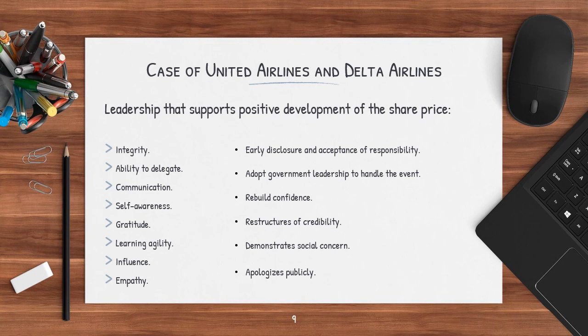Leadership communication seems to play a critical role in times of crisis, especially when some of the qualities that may support positive development of the share price are present, for example, early disclosure and acceptance of responsibility, adopting governance leadership to handle the event, rebuilding confidence, restoring credibility, demonstrating social concern, and apologizing publicly. This is how one proper leader can support the development of the share price.